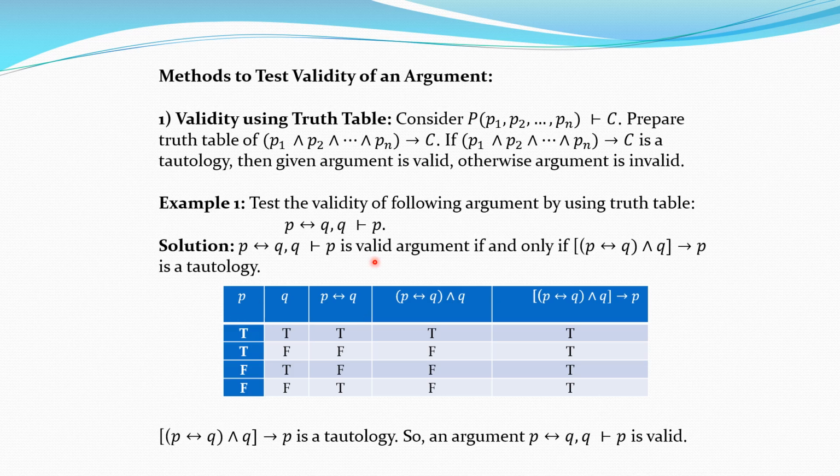Now the basic part is to prepare the truth table for this. As there are two variables P and Q, there are four rows. Now the columns will be P, Q, then P double implication Q, then Q implication P, and then P double implication Q and Q implication P. Now by using the standard truth tables, we are getting the last column as all T. Means it is a tautology and hence by definition, this argument is a valid argument.